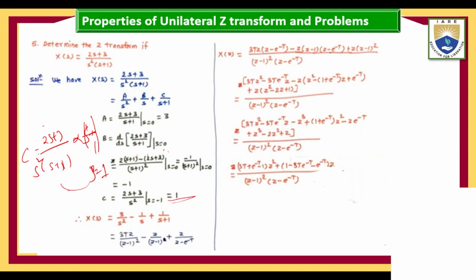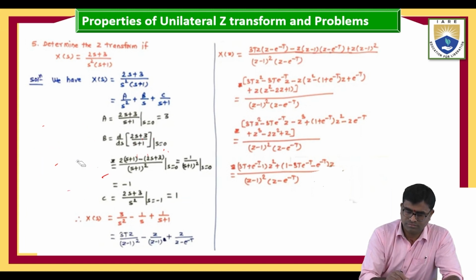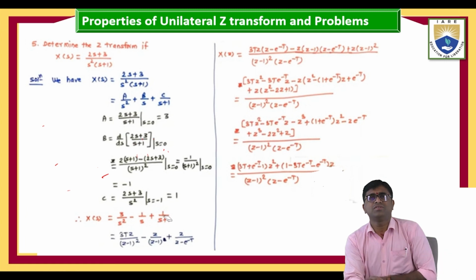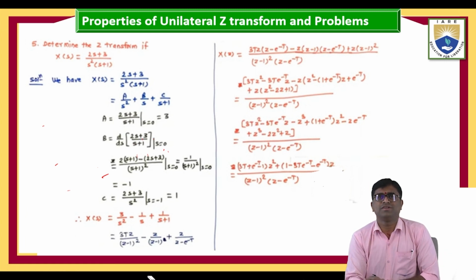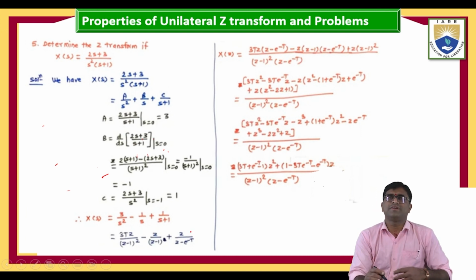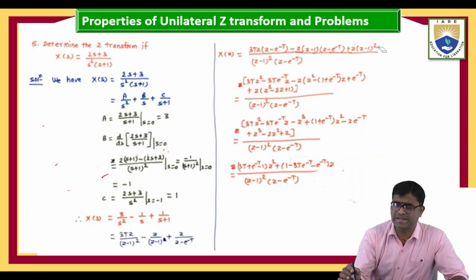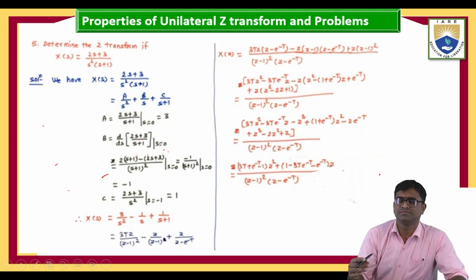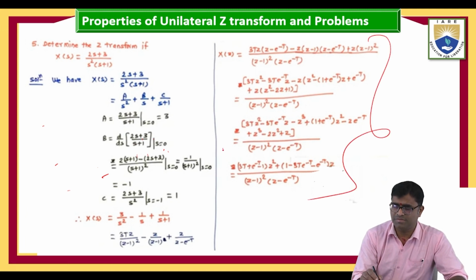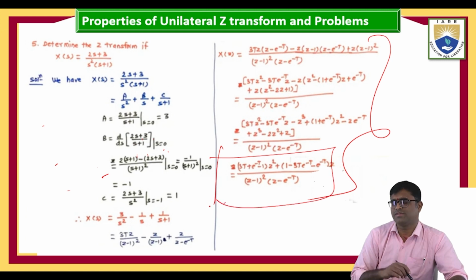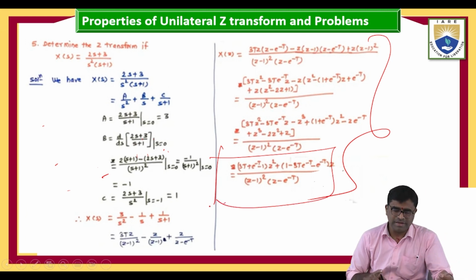After that, substitute these values into X of s. We got this value, taking the LCM, we got this value. Like this. So after this, if you go for the mathematical calculation part, we got this one. And finally, after the calculation part, we got the Z transform like this formation.